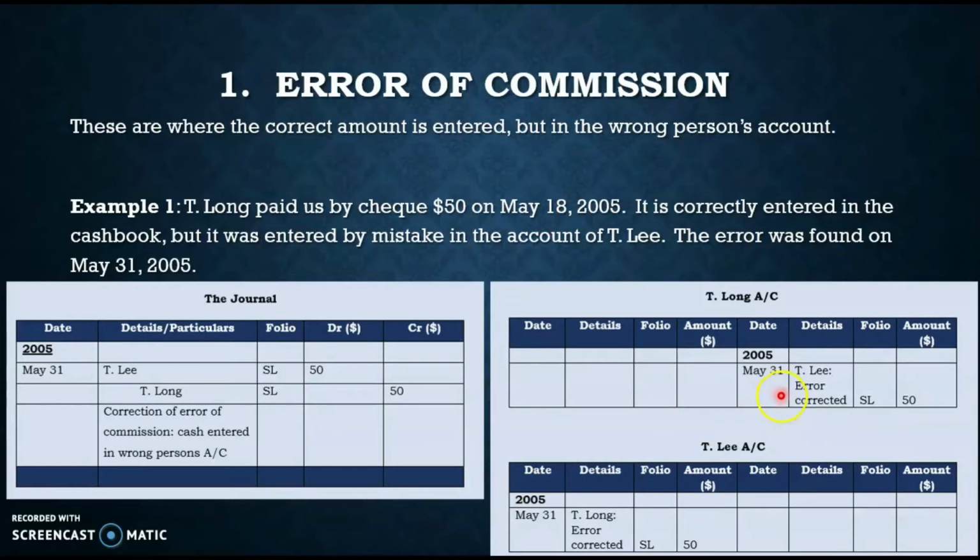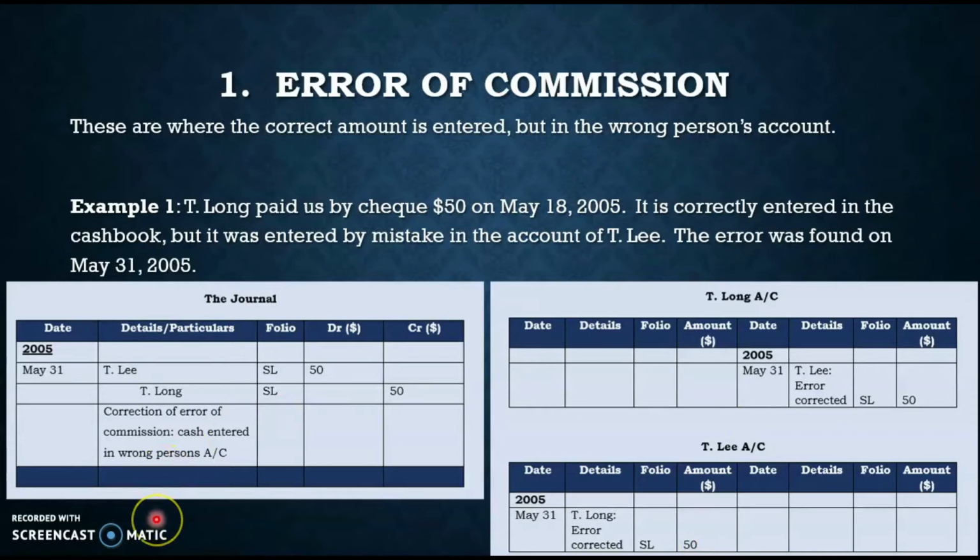So in T Long's account, we're going to show the credit entry, but we're going to have to write the detail of the other account that is affected, and the other account affected was T Lee. And we have error corrected, and then in T Lee's account, we are going to put on the debit side T Long error corrected, and that will be found in the sales ledger, and it is going to be $50.